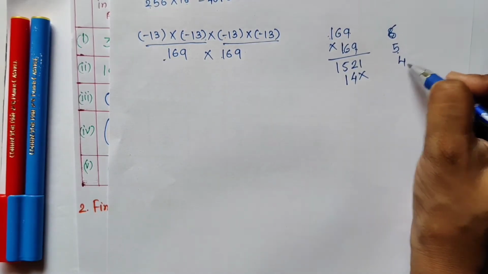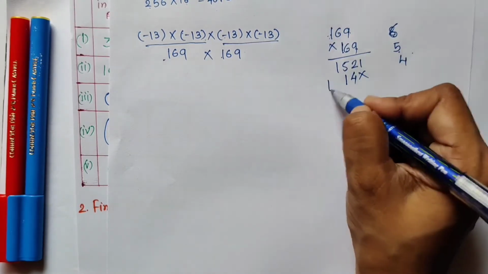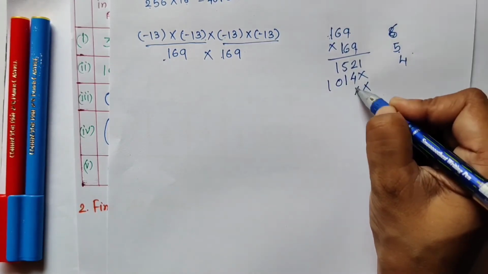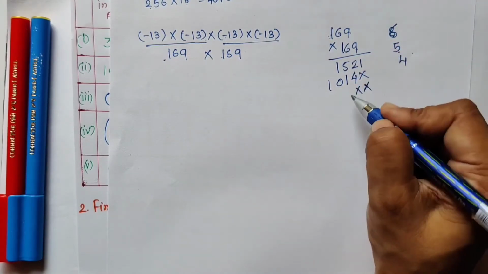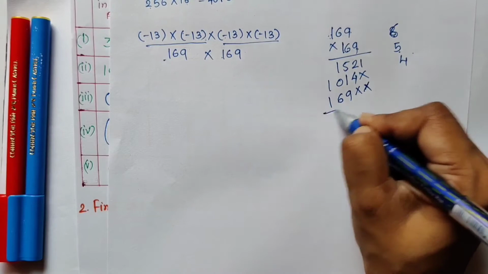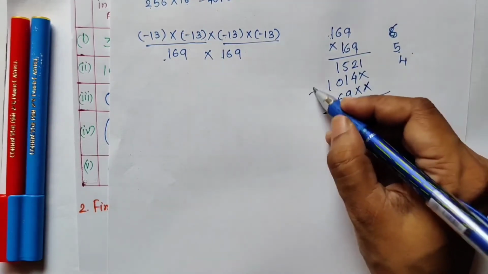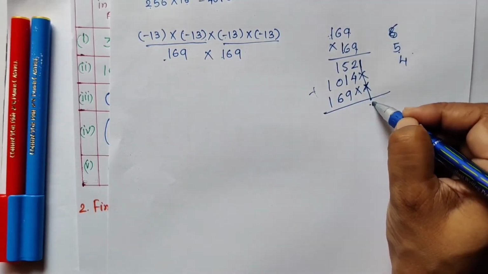4 carrying. 6 1s are 6 plus 4, 10. Then we have to put a cross. 2 times 1 into 169 we get 169. Correct. Now add 1. We have to write 1 time.